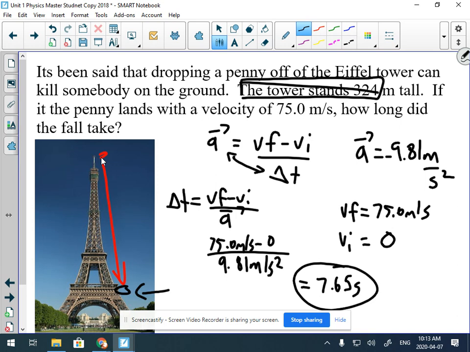So it wouldn't even matter if you threw like a chicken. Well, I guess a chicken might be able to float down. Anything, I don't know why you're chucking stuff off the Eiffel Tower. But anyways, you know what I'm getting at.